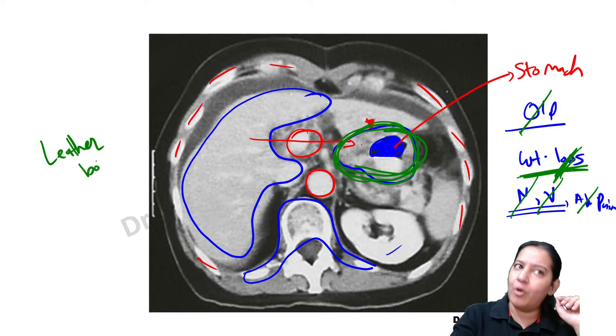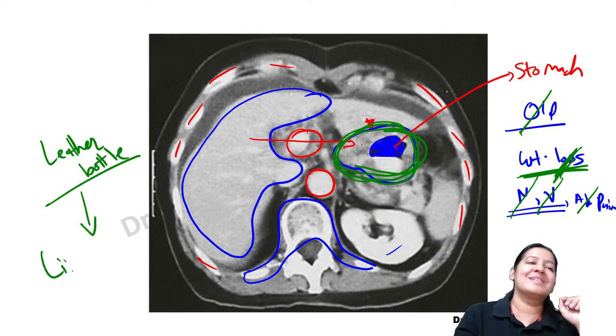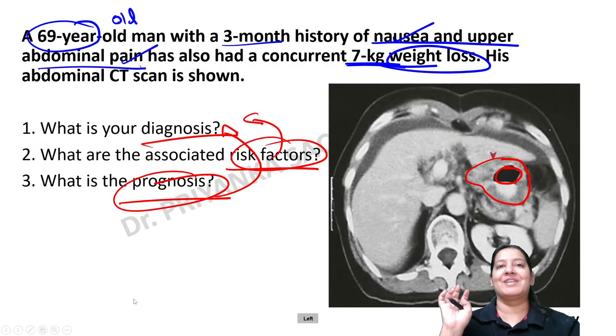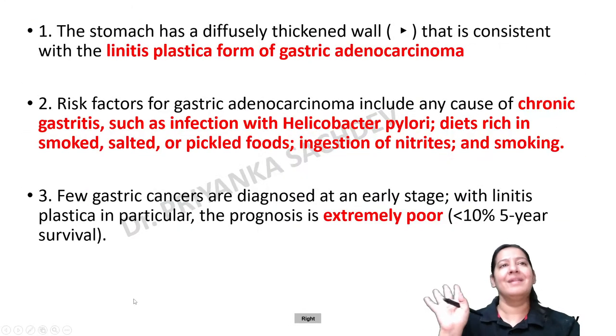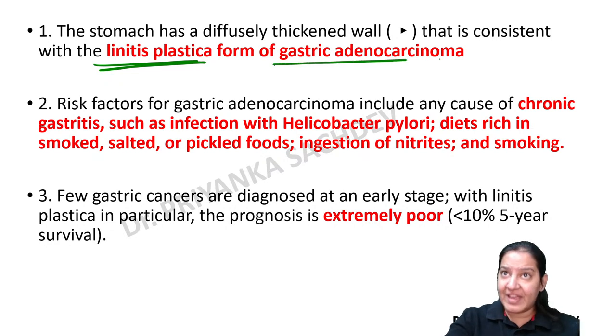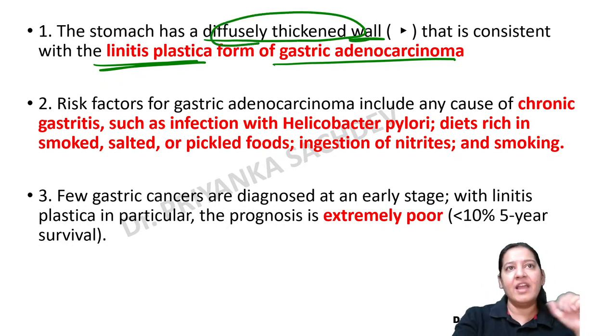I have given you one more clue. What is the diagnosis? Ab to batao. The diagnosis is linitis plastica. Again a spotter. You cannot miss this diagnosis. What is linitis plastica? It is a special type of gastric adenocarcinoma in which the wall of the stomach is diffusely thickened. The entire wall is thickened.